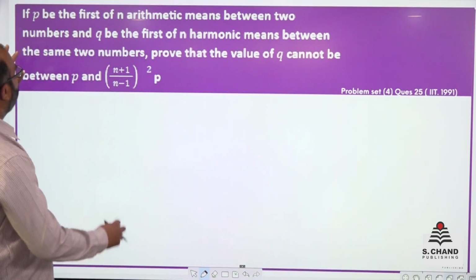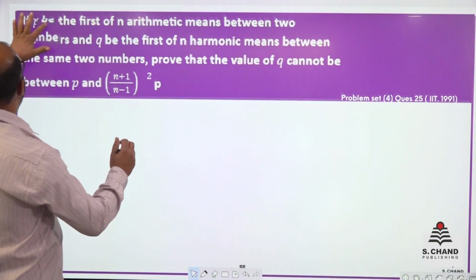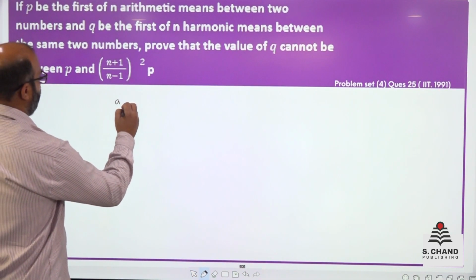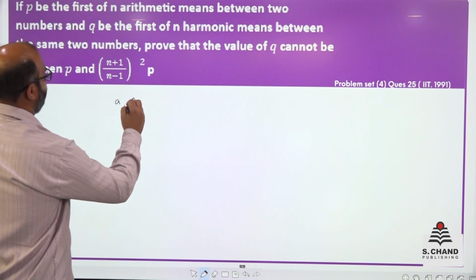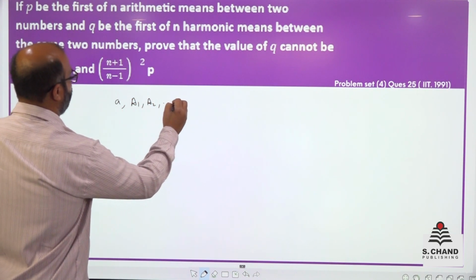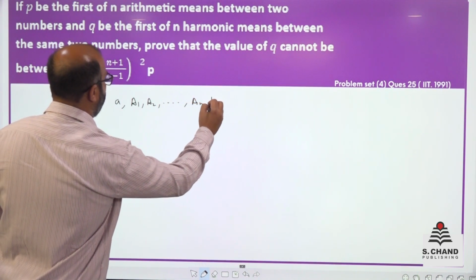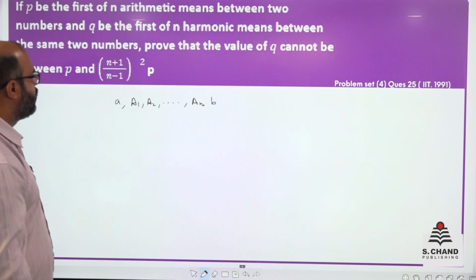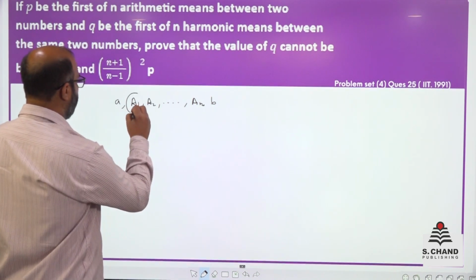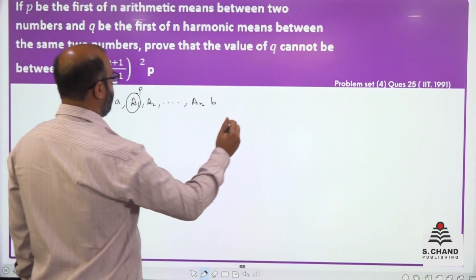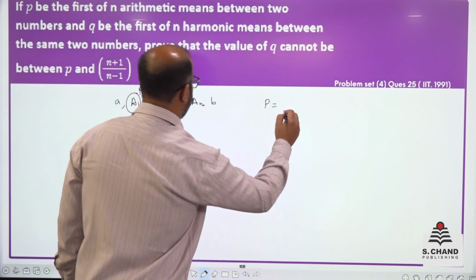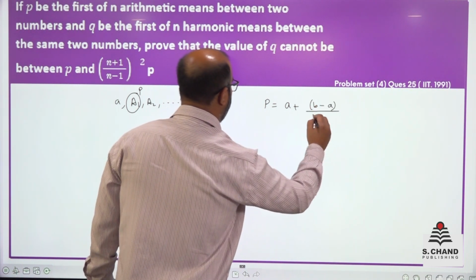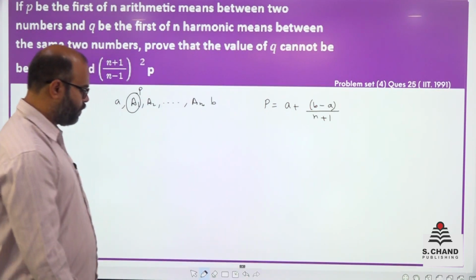So let the two numbers given be A and B, and the arithmetic means are A1, A2, ..., An. P is the first of n arithmetic means between two numbers. So if you talk about A1, they are calling that P. So P will actually be, as we have studied, A plus (B minus A) upon (n plus 1).